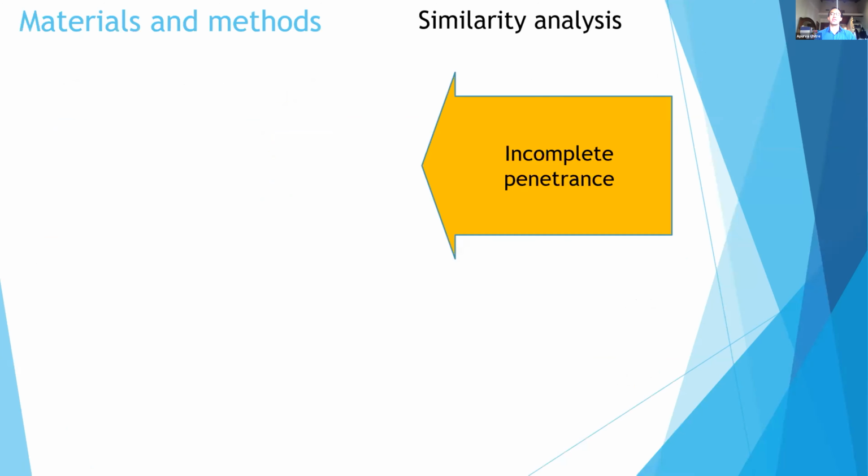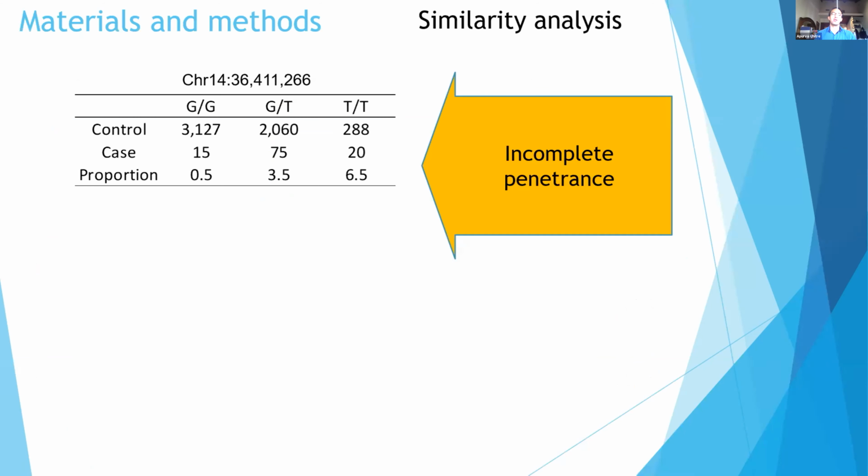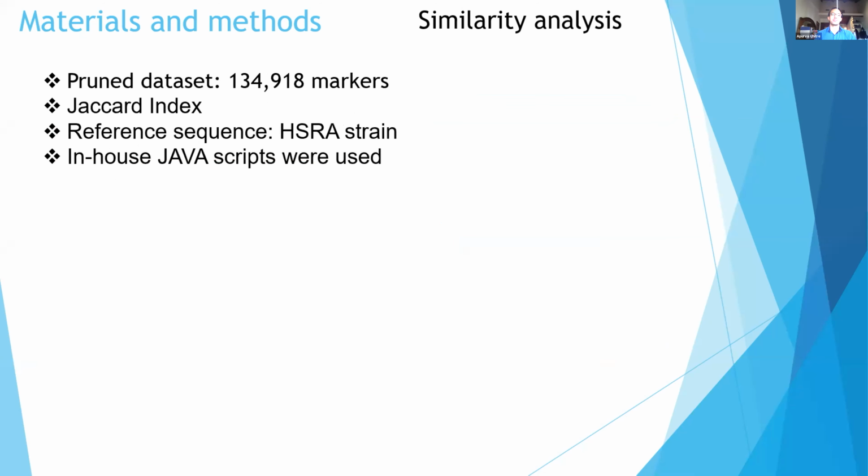As I said previously, incomplete penetrance has also been described for this phenotype. If we take a look at the phenotypic distribution for the genotypes for the most significant marker, we are able to determine that not all the cases are at least carriers for the risk allele, being the allele T. So it agrees with an incomplete penetrance for this phenotype.